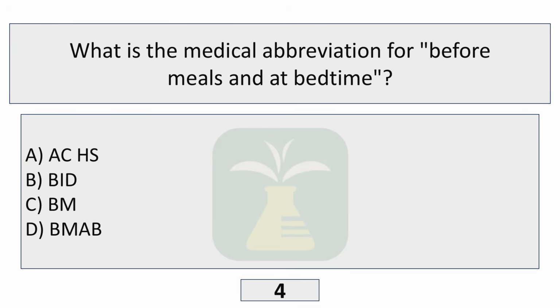What is the medical abbreviation for before meals and at bedtime? A. ACHS. B. BID. C. BM. D. BMAB.